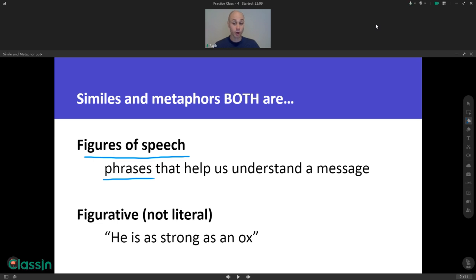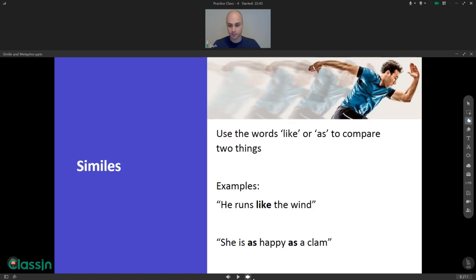Similes and metaphors are also both figurative, not literal. For example, he is as strong as an ox. So, thinking about that, can a man actually be as strong as an ox? Well, no, that's impossible. But maybe he's a very strong man. So, figuratively, we could say he's as strong as an ox. Also, this phrase is a simile. How do we know? Let's see on the next page.